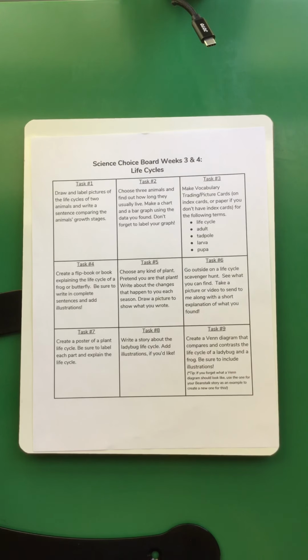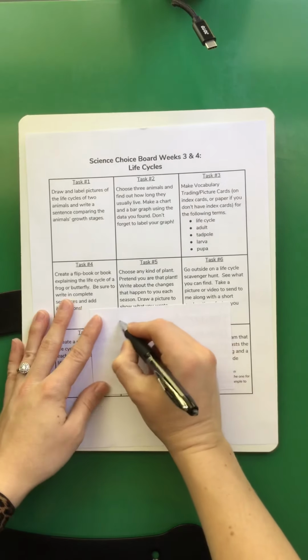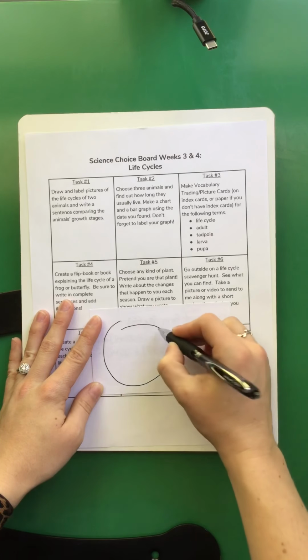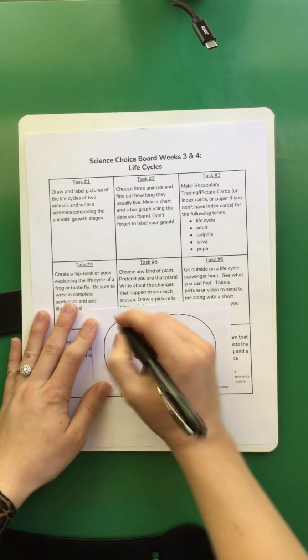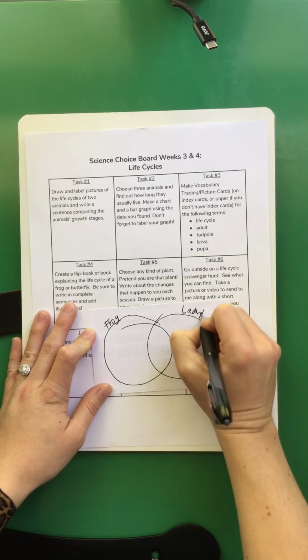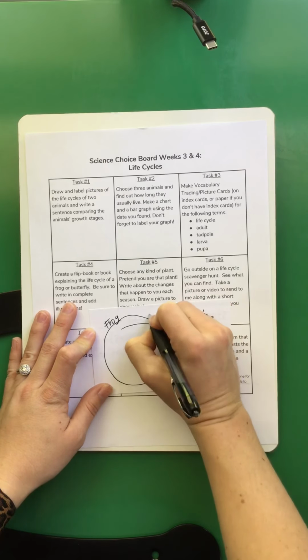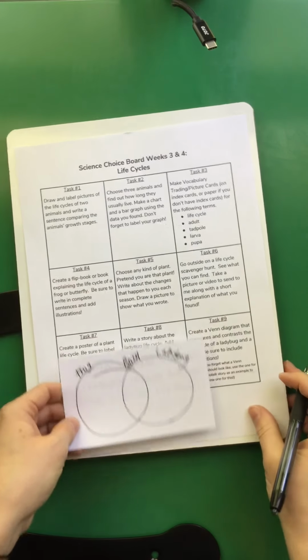Number 9 says create a Venn diagram that compares and contrasts the life cycle of a ladybug and a frog. Be sure to include illustrations. So remember that your Venn diagram, you did one of these in reading already. That's your 2 circles. Wow, that was a really bad circle. And then on one side you would have a frog. On the other side you would have a ladybug. And then right here you would have both. And you're just going to compare and contrast their life cycles.